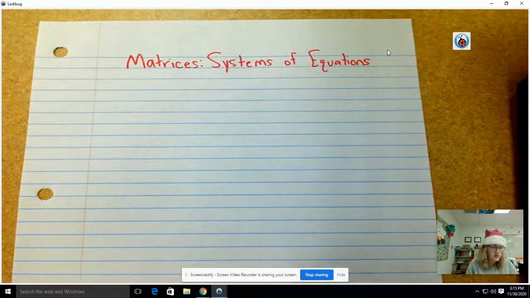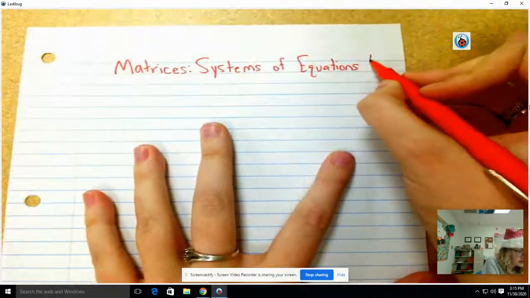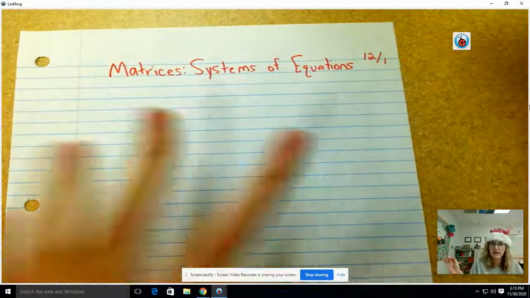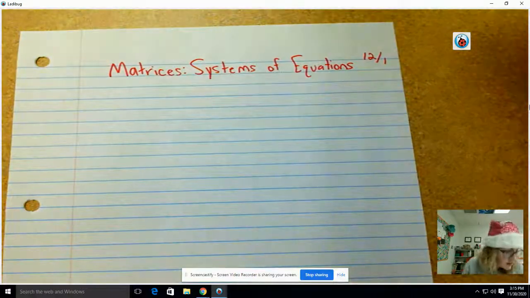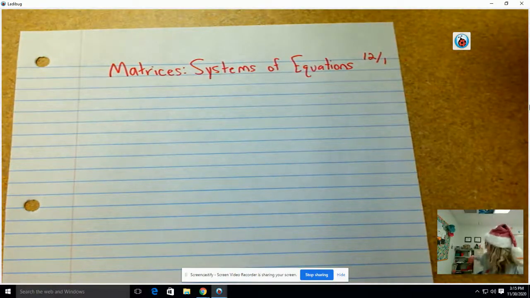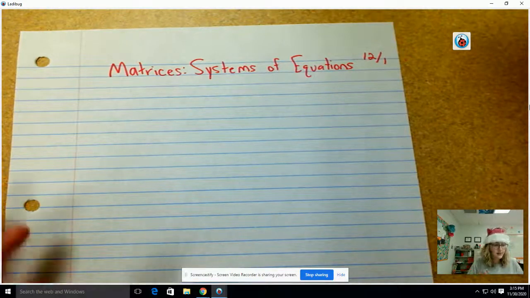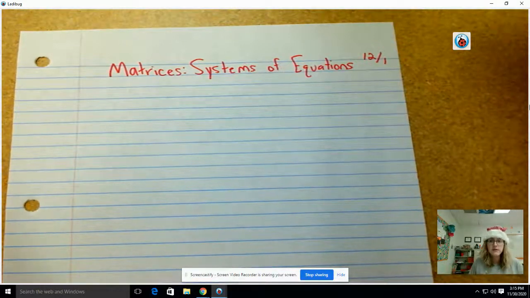Perfect. Matrices, systems of equations, and today is going to be 12-1. It's Christmas season. Hopefully tomorrow during our meet this is all decorated and we're all festive and fun. But anyway, so matrices, solving systems of equations.